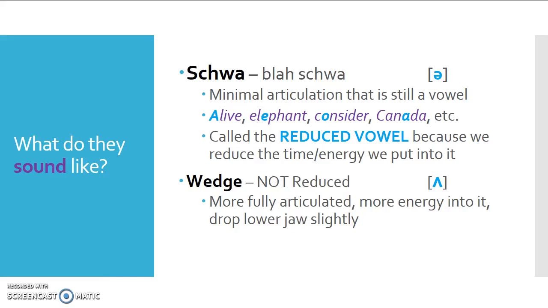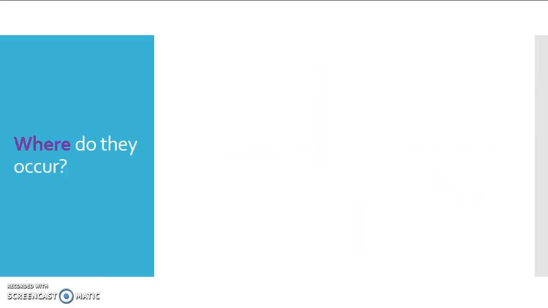So schwa is the sound, and wedge is the sound where we put more energy into it. We open our mouths a little bit more. We get this sound at the beginning of up, and fluffy, and pizza, and one, and mustard, and we get this sound in all of those words.